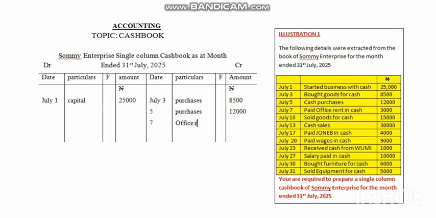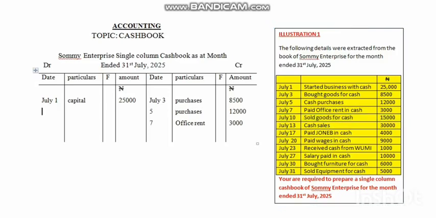Office rent. How much? Office rent of 3,000. Then what happened again? On July 10th, what happened? Sold goods for cash. So he sold goods for cash. So this one is cash inflow because this is sales. When you make sales, you receive cash. So it's cash inflow. The money is coming into the business.